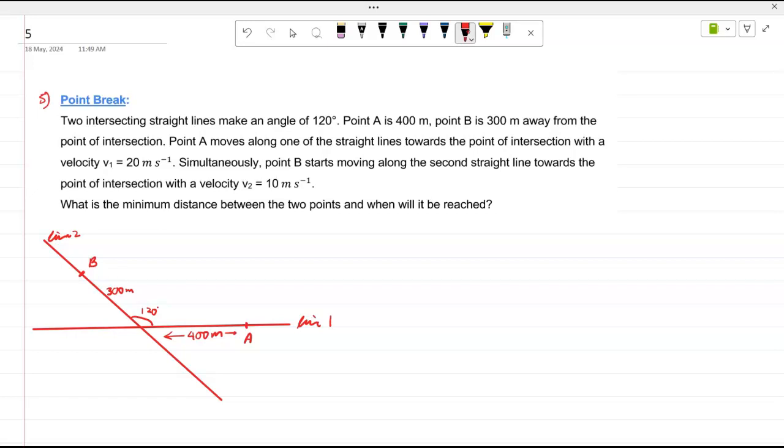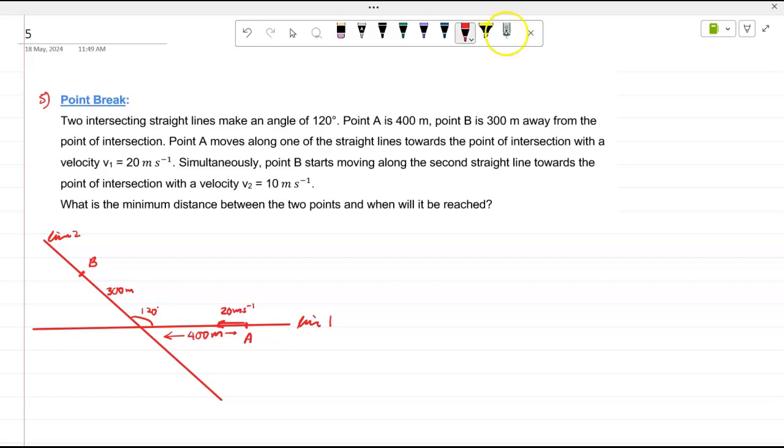Point A moves along one of the straight lines towards the point of intersection. So point A is moving towards the point of intersection with a velocity of 20 meters per second. V1. So this is moving at 20 meters per second towards the intersection.